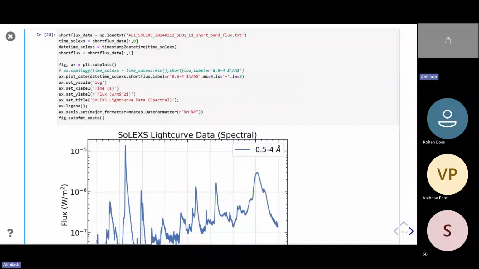Yeah. So again, the y-axis is in physical flux units, right? I have plotted this in the wavelength range of 0.5 to 4 angstrom. Does anyone know the significance of this wavelength range, 0.5 to 4 angstrom? Why is it 0.5 to 4 angstrom?